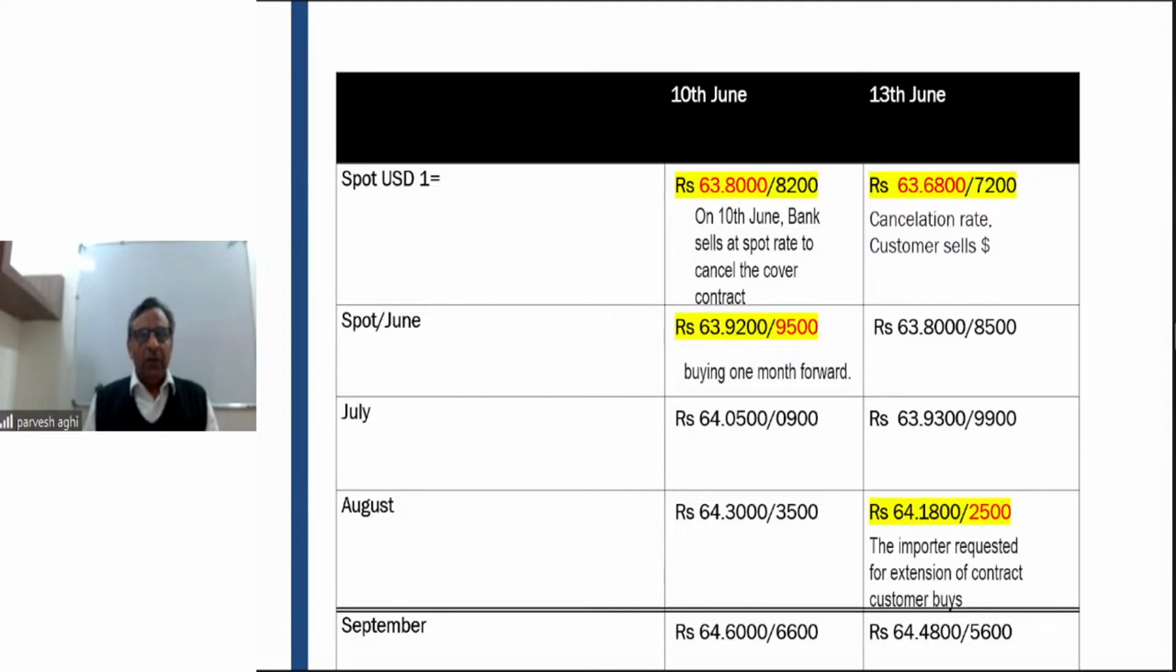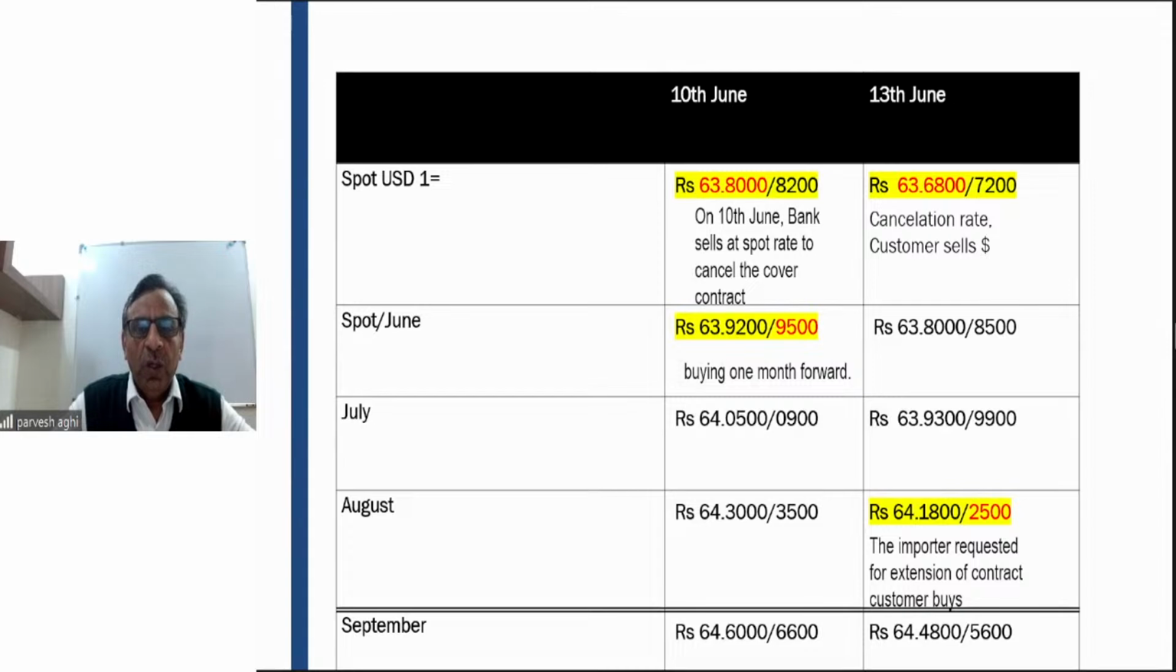Now these are the numbers which I have shown you. Now we just go through this. The quotations of 10th June and 13th June are given to you. The spot rate is given, which is 63.80 and 82. I've added a note here. On 10th June, the bank sells at the spot rate to cancel the covered contract. This is an automatic cancellation which is going to happen on 10th. The bank sells at the spot rate to cancel the contract. Okay, fine. So they sold it at the spot rate.